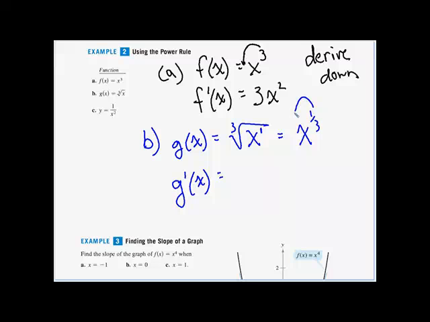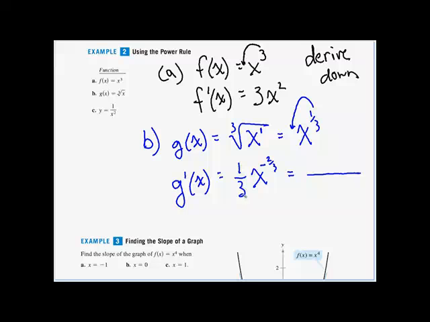Bring the 1/3 down front of the variable. So 1/3 x. What's our new exponent? Well, we subtract 1 from this. 1/3 minus 1 is negative 2/3. And usually in math class, you know, leaving exponents as negatives is bad math manners. So we want to get rid of that negative 2/3 exponent. So we are just going to have to manipulate this a little bit.